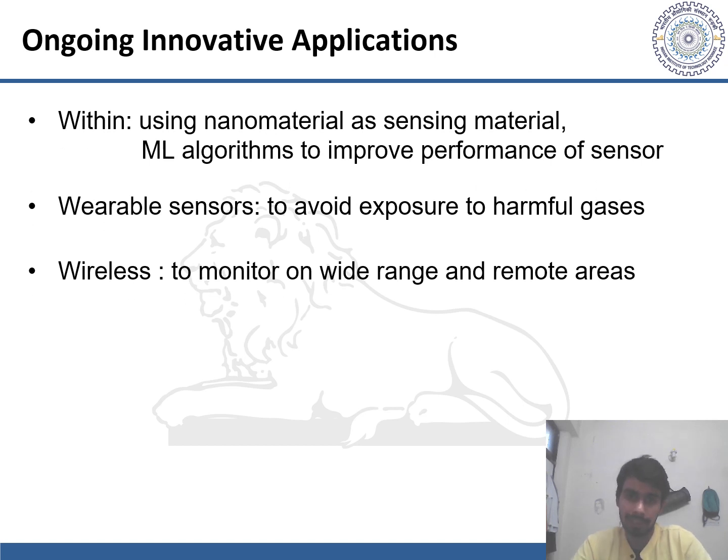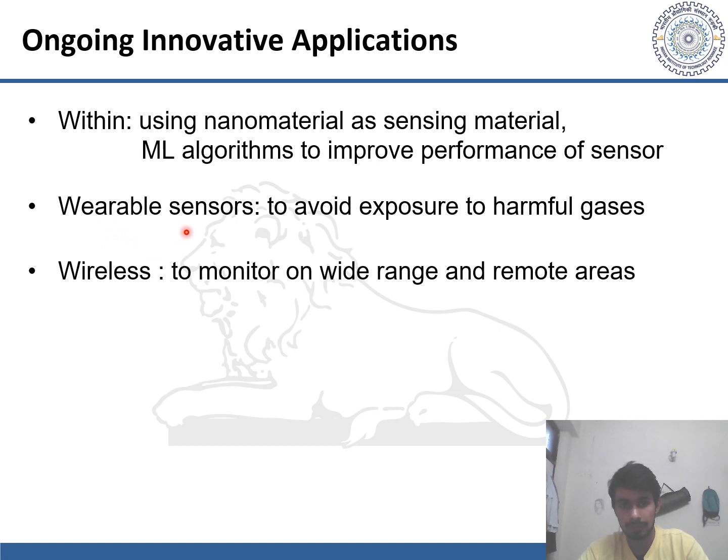Now, discussing the ongoing innovative applications of gas sensors. Now, talking about within the sensor by improving its sensitivity and selectivity, we are using nanomaterials. By manipulating the structure and composition, they can enhance the sensing properties like sensitivity, selectivity, etc. And by using machine learning algorithms, by identifying patterns and analyzing sensor data, they can adapt to changing environmental conditions and can give us more accurate results.